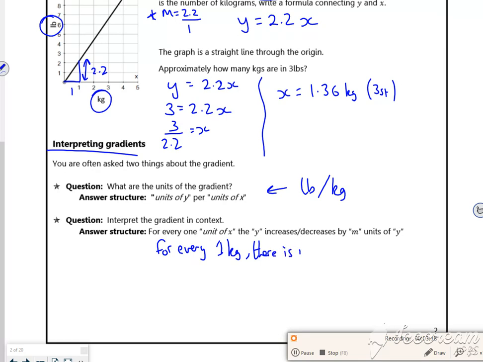there is an increase. There is an increase of 2.2 pounds there. There you go. So that's kind of right, isn't it? For every 1 kilo, there is an increase of 2.2 pounds. If you can read my dodgy writing.